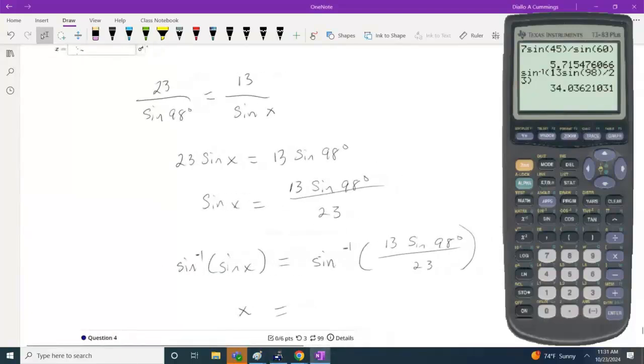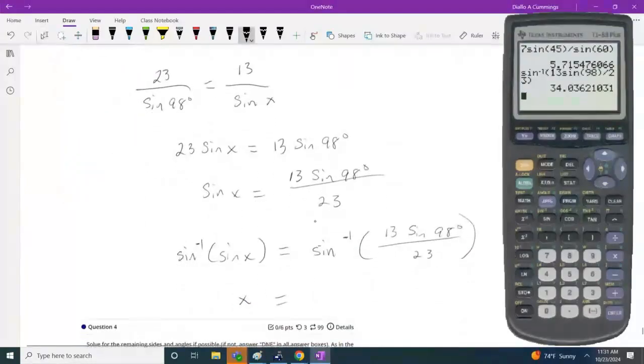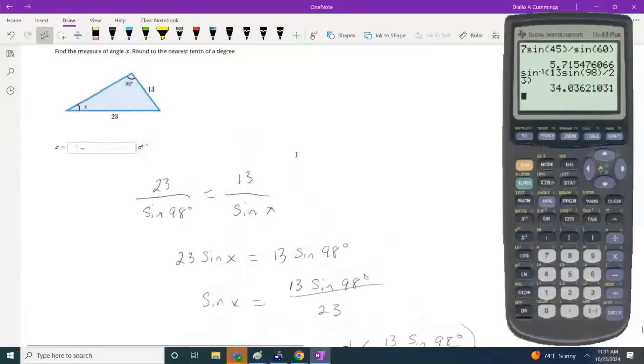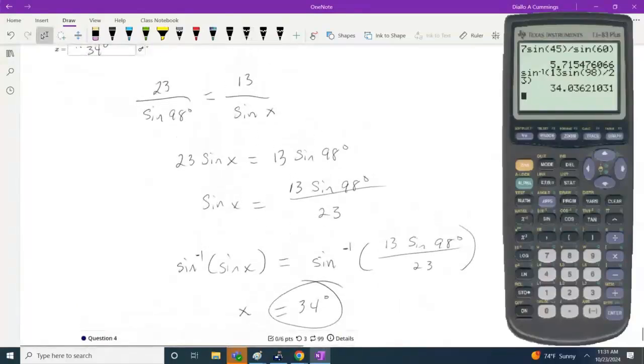34 degrees. They want us to round to the nearest tenth. If I look at the tenth place, there's a 0. I look one number to the right, since that's less than 5, that will remain 0. So we have the missing angle x as 34 degrees. All right. Any questions about that example?